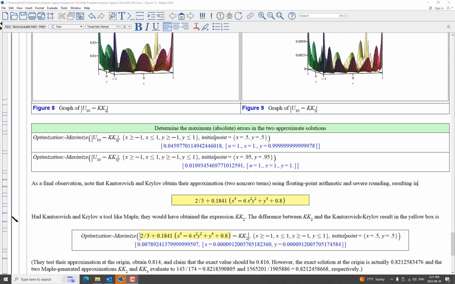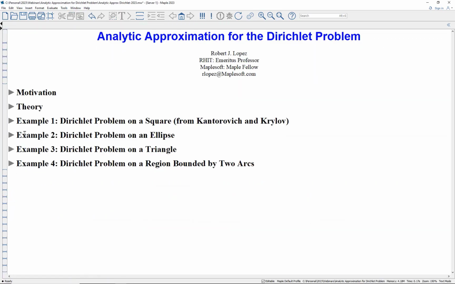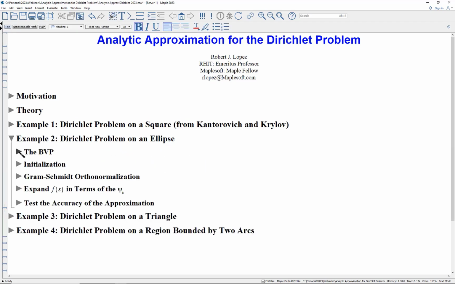Well, I was pretty satisfied with the outcome of that first computation, that I could reproduce what Kantorovich and Krylov had articulated in their text. I said, but I want to do this on some other regions, some other boundary value problems, and see if this method is robust. So I picked these three problems: ellipse, triangle, and a region bounded by two arcs. So let's see this ellipse problem.